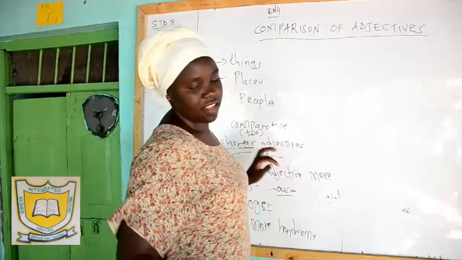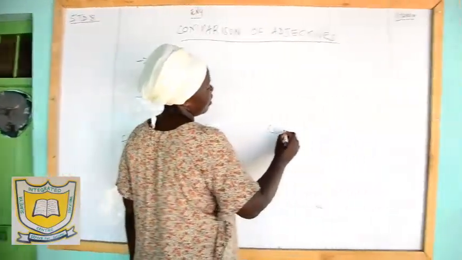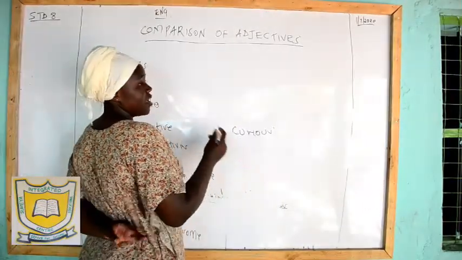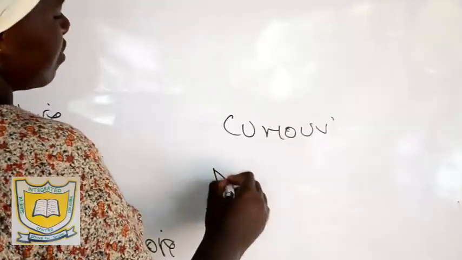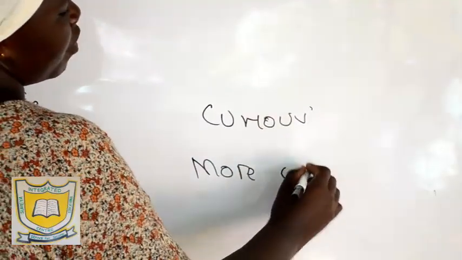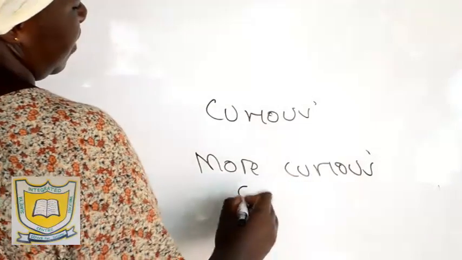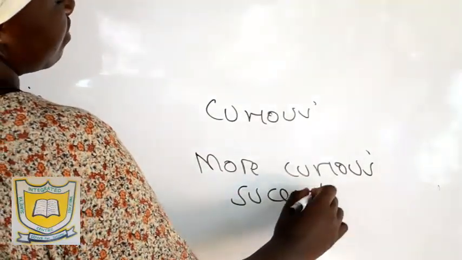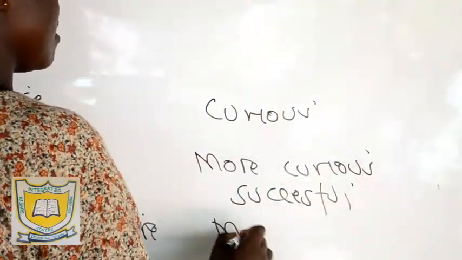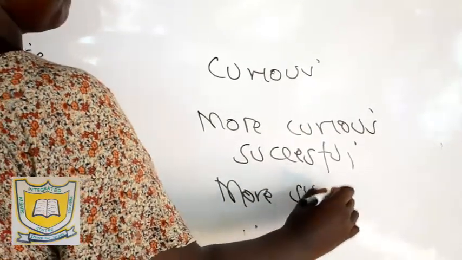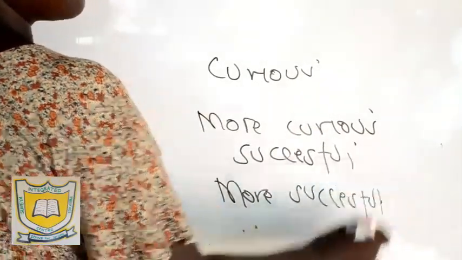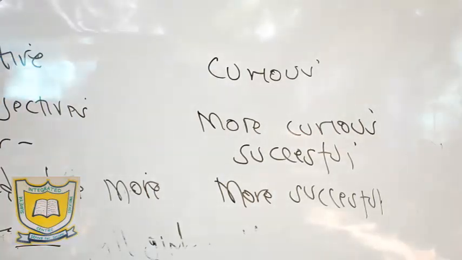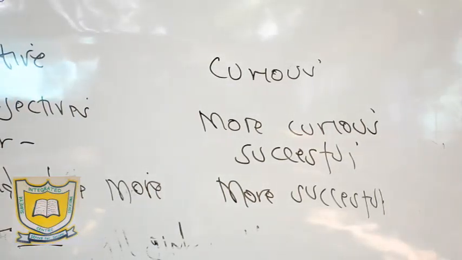Example in a sentence, I'm having curious. In my comparative degree, I'm going to say more curious. Let's have successful. In the comparative degree, we are going to say more successful. That is if you are comparing two things, two places, or two people.